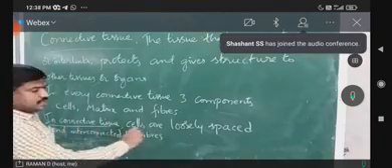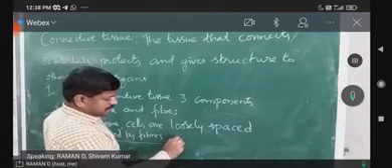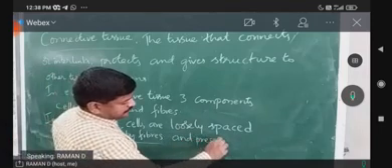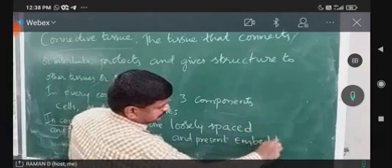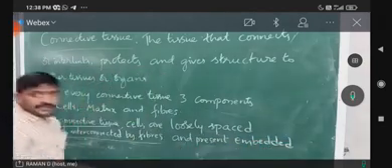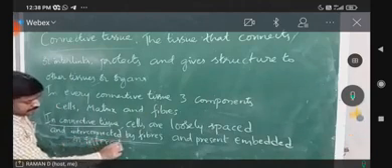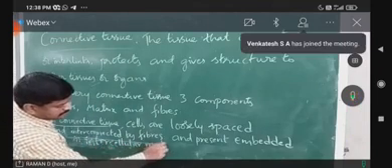In connective tissue, cells are loosely spaced and interconnected by fibers and present embedded in intercellular matrix.